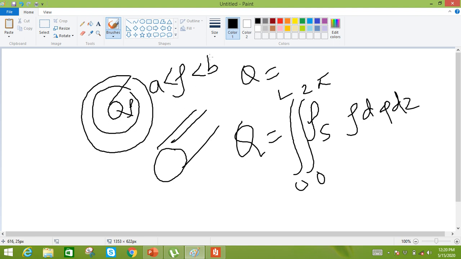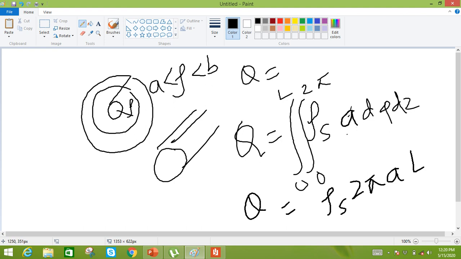But remember that the radius of the inner cylinder, the radius of the inner coaxial cylindrical conductor, is actually A. So here we will not write ρ, here we will write A. So Q will be equal to ρ_S 2πAL. First we selected the Gaussian surface, applied Gauss's law to it, and found how much charge this Gaussian surface includes, and that Q was equal to D_s 2πρL.